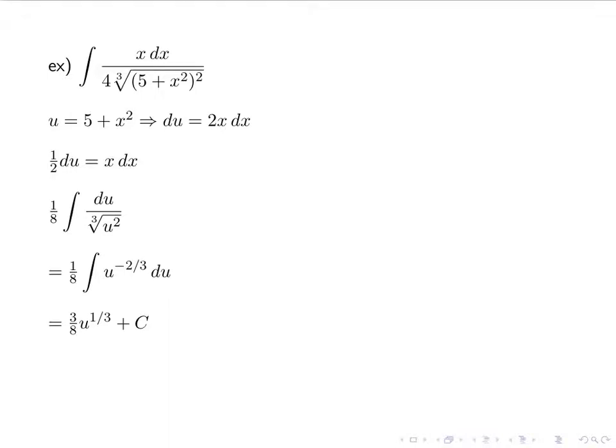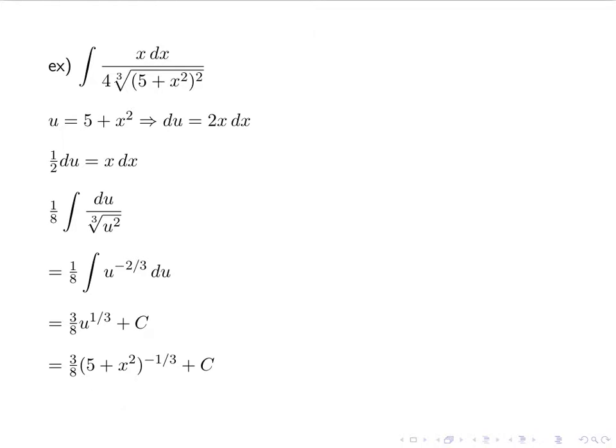So I'm going to add 1 to my negative 2/3 to get positive 1/3. Dividing by a third is multiplying by 3. So 1/8 times 3 is just 3/8. And then plug back in what u is. So 3/8 times (5 plus x squared) to the 1/3 plus c.